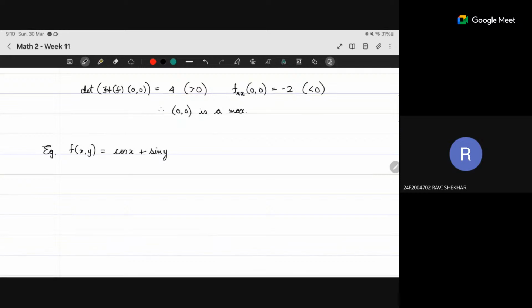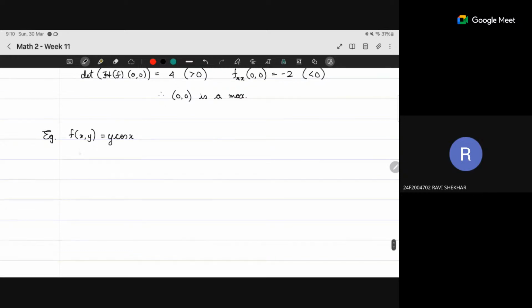Will this be easy? I'll just take something like y cos x. I'm just making my life easier. What is f_x? This is minus y sin x. I don't think I'll get infinitely many. Let's do this now. Okay, sorry about this. Sine of x square plus y square. This will definitely work for what I want to demonstrate.